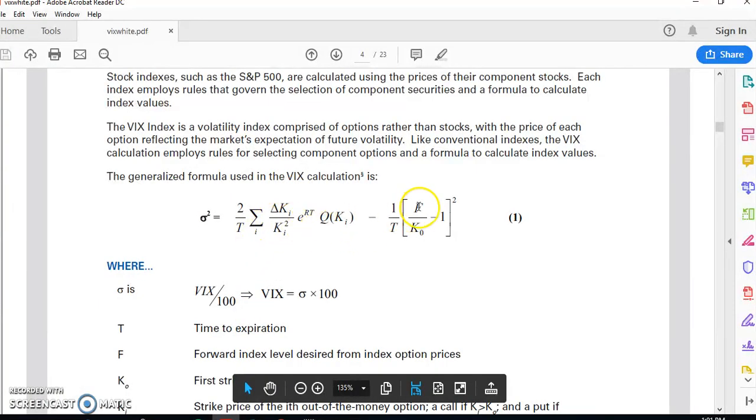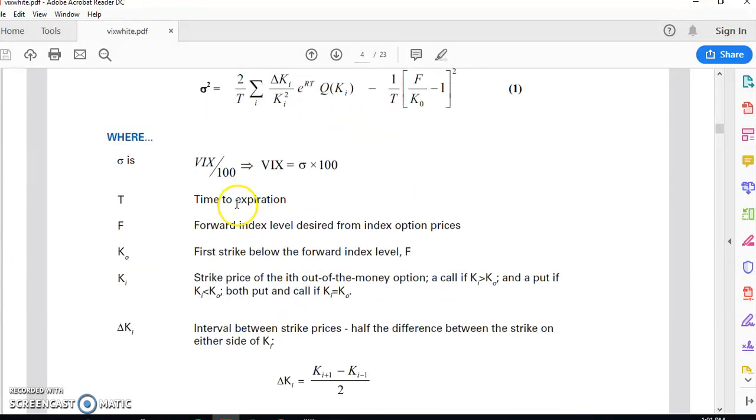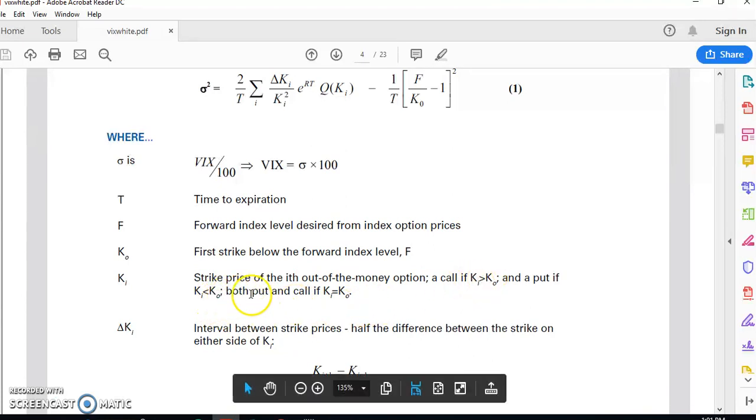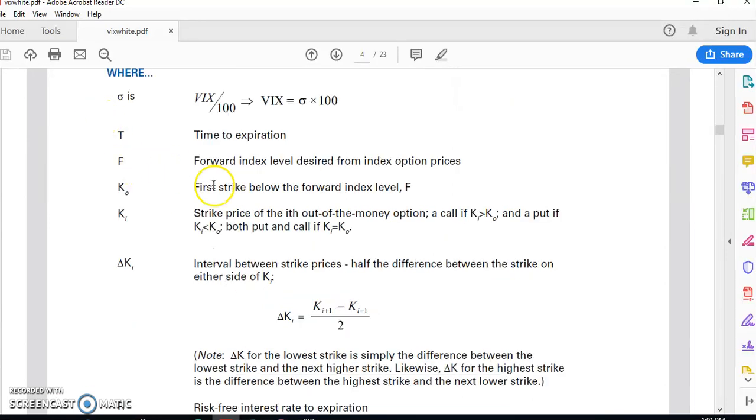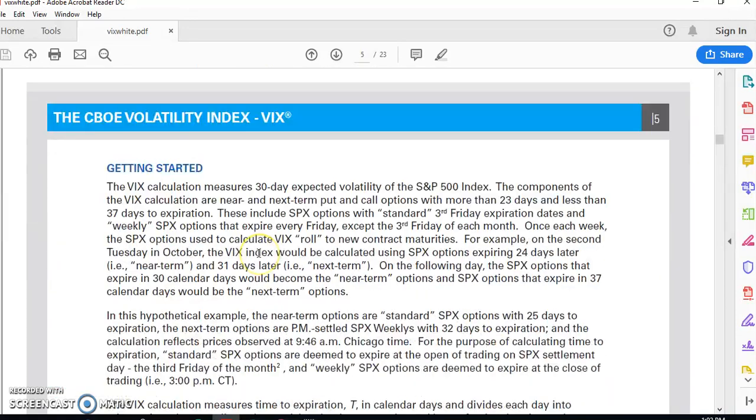one of the things we've got to find out is this F, right? If we follow the sequence of notation here, there's a forward index level desired for the index option price, and that's related to the first strike price below the forward index level. And then the strike price KI is the strike price of the out of the money option. So for a call, KI is greater than K0, and for a put, KI is less than K0. Okay, so we're looking to establish what the magnitude of F is.